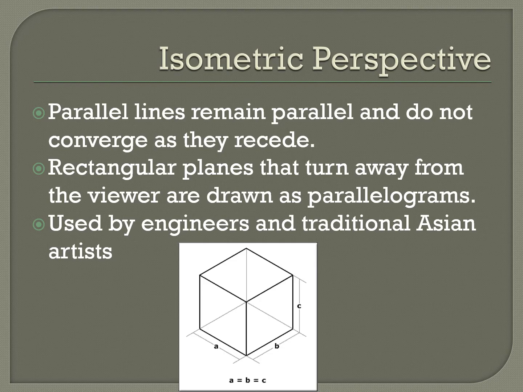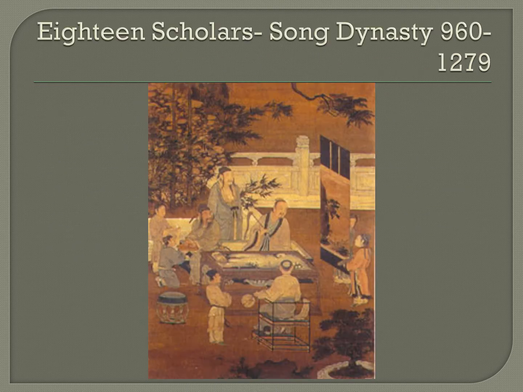We also see this in some cultures throughout history. They believe that you shouldn't distort how things are, and so you will see some of the work that has parallelograms instead of the 1-point or 2-point perspective. Here's an example of that. You can see the figures and the nature look pretty accurate, but the chairs and the tables look like parallelograms, and they look kind of off because that's not how we see them, but that is how they actually are.